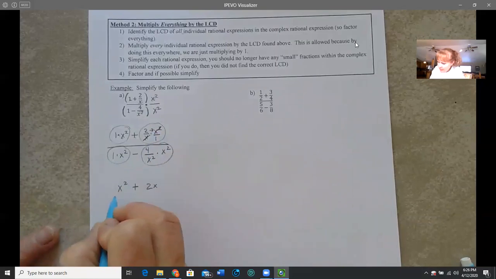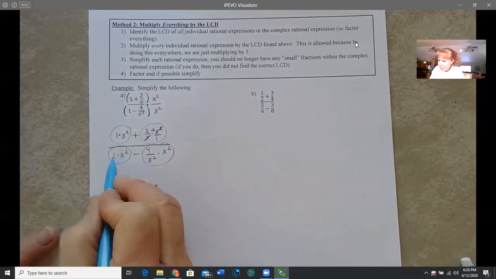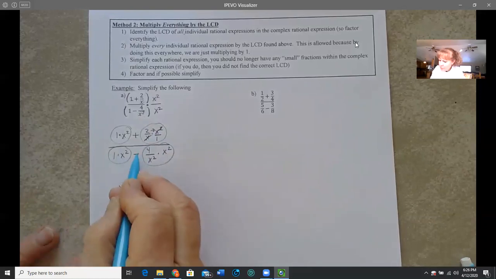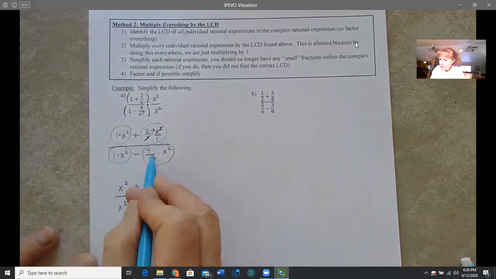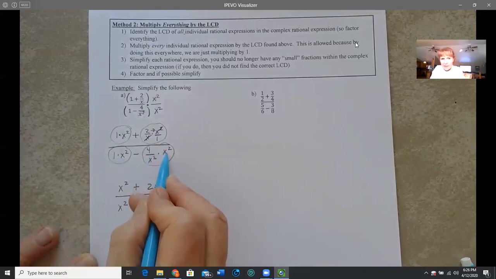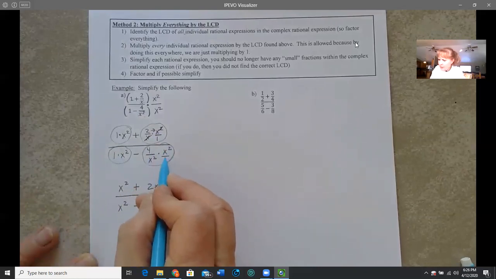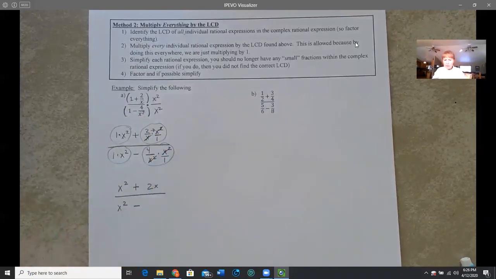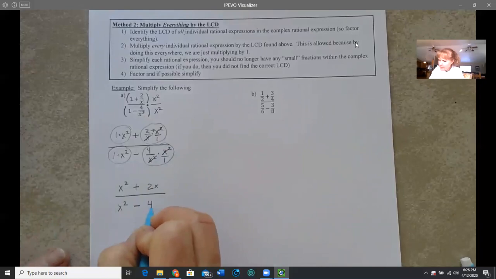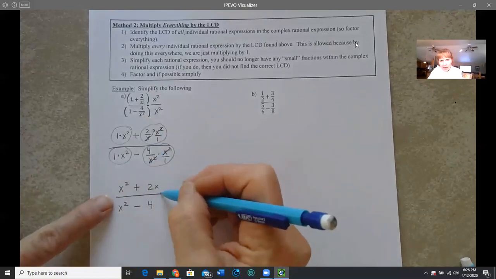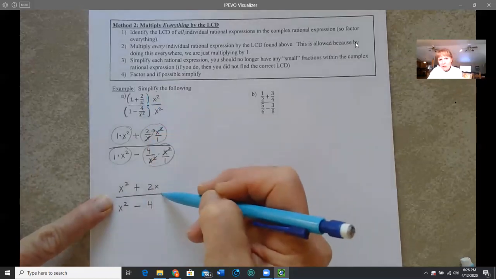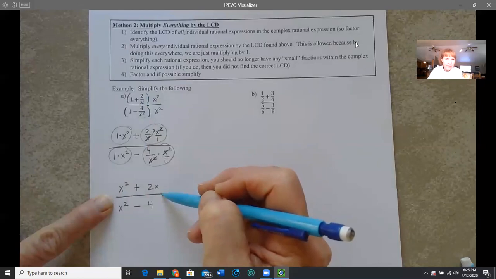Let's go to the denominator. We take 1 times x squared. We have a subtraction. When I multiply this fraction by the least common denominator, you can put that over 1 there. Those cancel out, and you end up with 4. Now, all I've done is find an equivalent fraction. It has the same value as what we started with. It's just easier to work with and reduce.